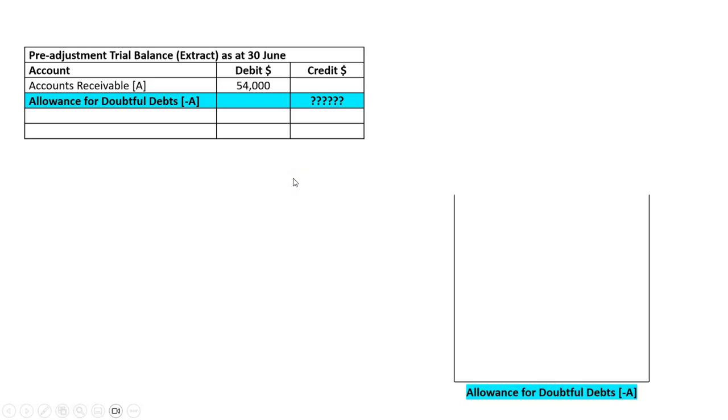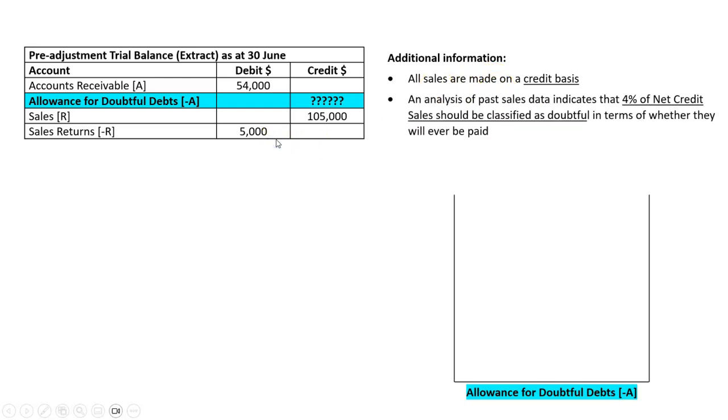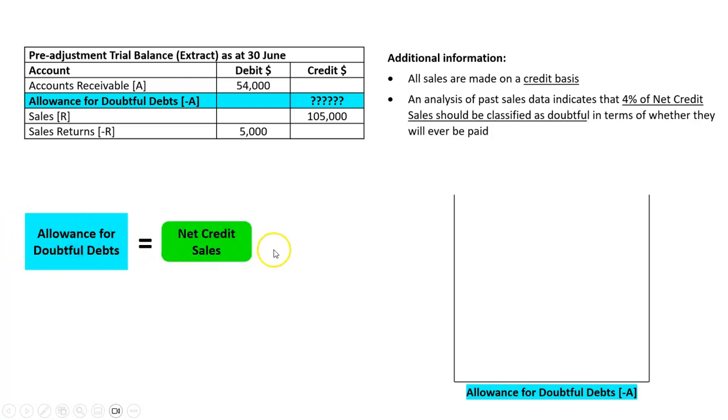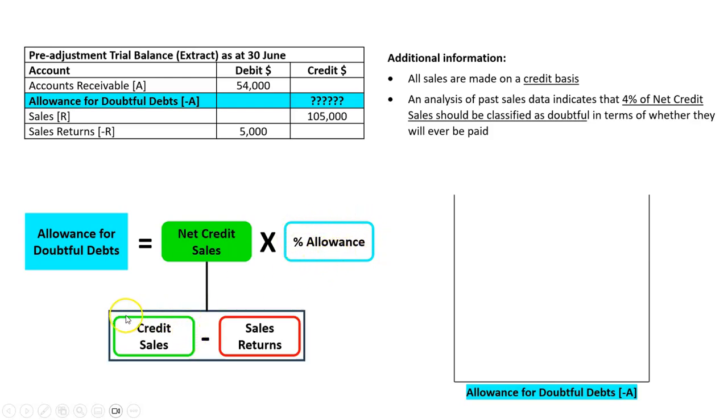So let's take step 1. We need to figure out how much to put in this tank for the allowance for doubtful debts. And we've been told sales were $105,000 and all sales are made on credit and sales returns were $5,000. An analysis of past sales data indicates that 4% of net credit sales should be classified as doubtful in terms of whether they will ever be repaid. So let's take our allowance for doubtful debts. To get that, we take our net credit sales and we multiply it by the percentage allowance. So the net credit sales is the amount of your credit sales minus sales returns.